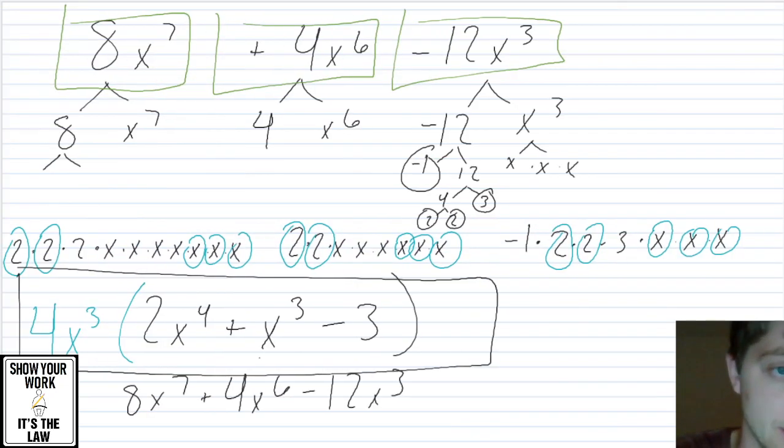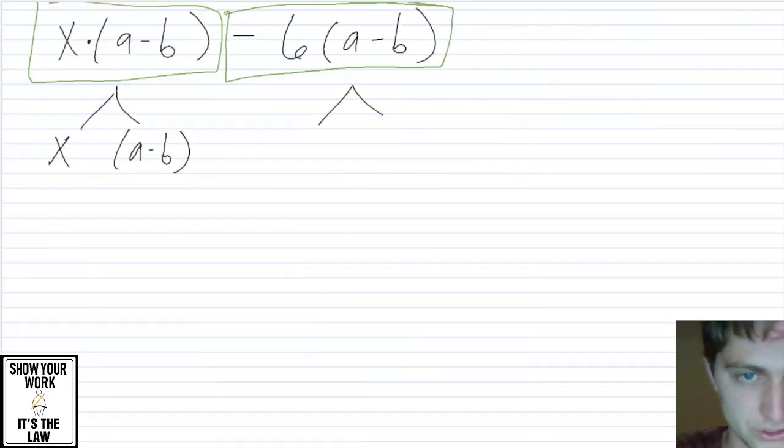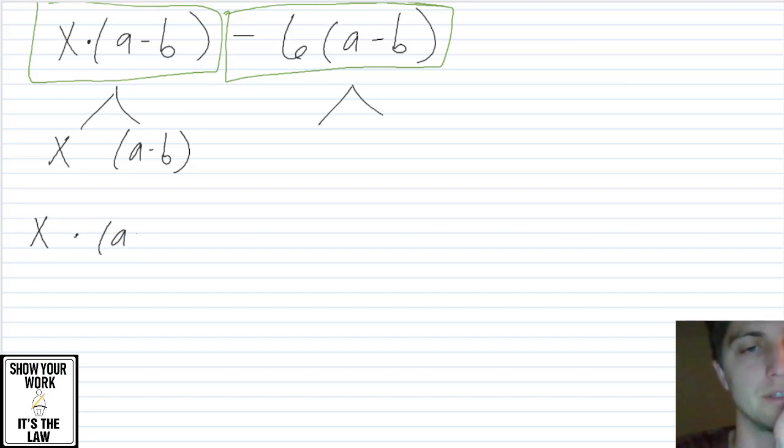Just like back here, 8 times x to the 7, the multiplication is happening right here, which is where we make the division, or where we make the split. So just like over here, that's where we make the split. Neither of these things can be simplified any further, so we have x times a minus b.